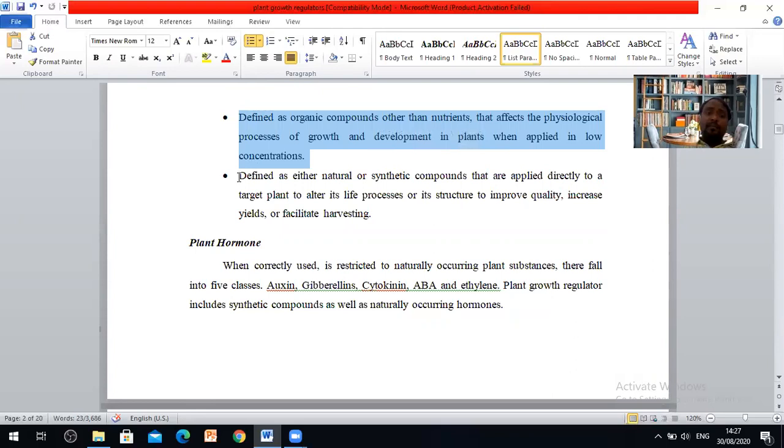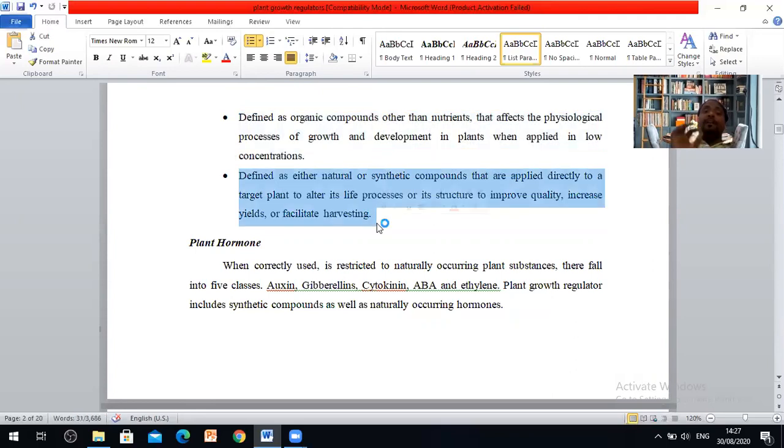Another definition: growth regulators are defined as either natural or synthetic compounds that are applied directly to a target plant to alter its life process or its structure, to improve quality, increase yields, or to facilitate harvesting. So for any one of these reasons, when these organic compounds are applied, we call them growth regulators.